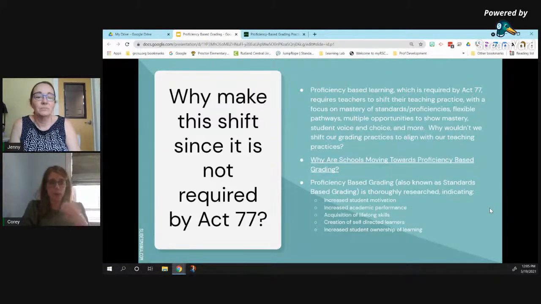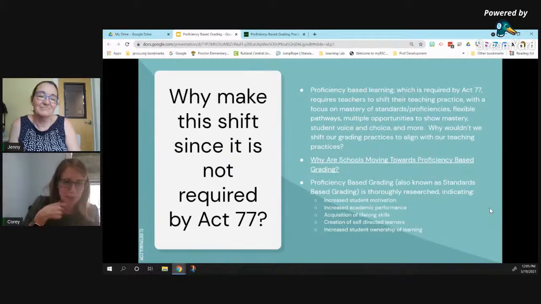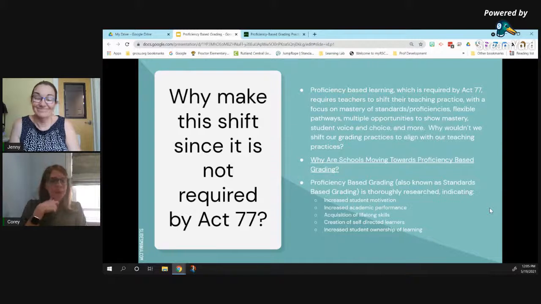Proficiency-based grading, we may have heard it referred to as standards-based grading, is actually thoroughly researched. I think one of the questions that sometimes comes up is, why are we doing this if Maine has stopped doing this? Maine was not the only school that was taking this. They may have been one of the schools using the language of proficiency-based, but standards-based, which is really the same thing, is not new, and many states are doing this. And I actually think if you go to the AOE, they may have a map of different states that are doing this. So what does the research say?